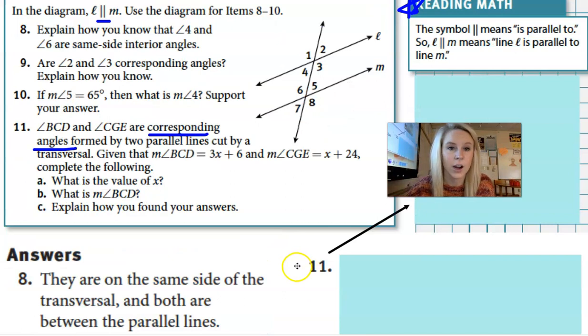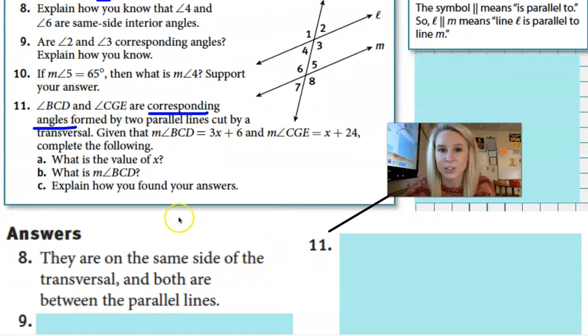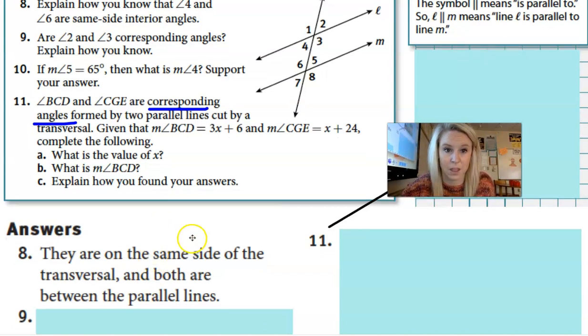All right, answer to number 8. How do I know that they're same side interior angles? They're both on the same side of the transversal, the left side, and they're both inside the parallel lines. Boom! Okay. Are 2 and 3 corresponding? How do you know?